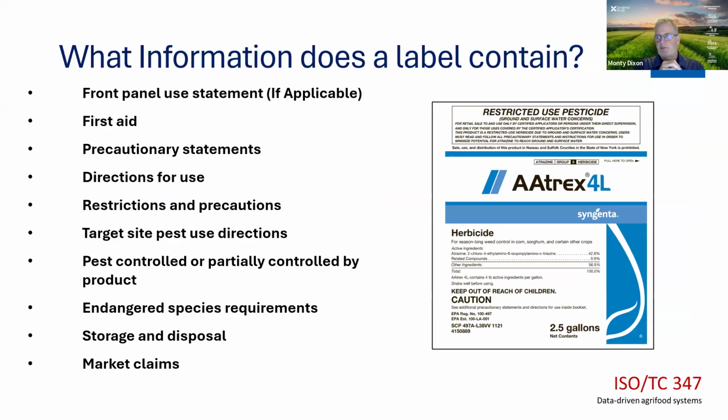The label contains critical information. It contains first aid statements, precautionary statements, and the directions for use. It includes both restrictions and precautions, and EPA is very precise on what is a restriction or a precaution. A precaution is a recommendation, and that gives growers flexibility. But if something is indeed a restriction, then it must be followed to the T, exactly. It gives specific information, for example, on storage and disposal and how to protect endangered species. So it is all of the critical information necessary to use a product.